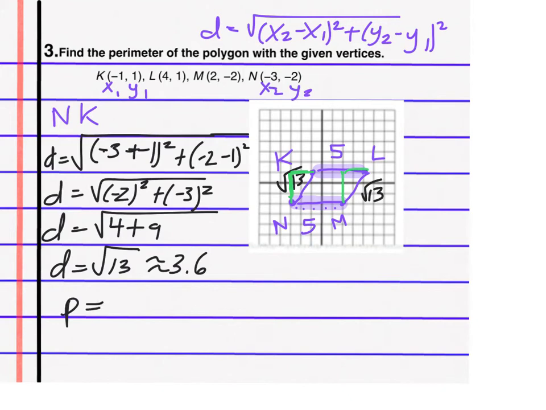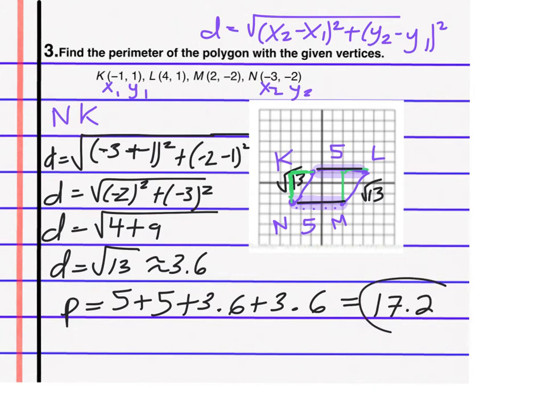So for my perimeter, I'm going to add up 5 and 5. That's KL and NM, which is 10. I'm going to add up 3.6, 3.6. So let's see, 10 plus 7.2, so 17.2. If you use the square root of 13, that's fine. Just realize 2 square root of 13s is not the square root of 26. That's a common problem that I see. Okay, so pause the video if you need any more time.